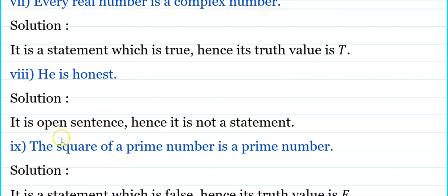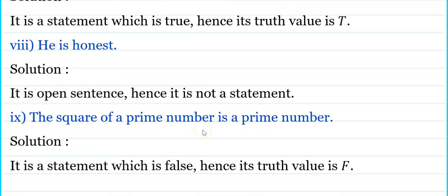He is honest. It's an open sentence. Someone may find him honest, someone else may not; it differs from person to person. Every person may have a different opinion, and hence it is an open sentence, hence it is not a statement.